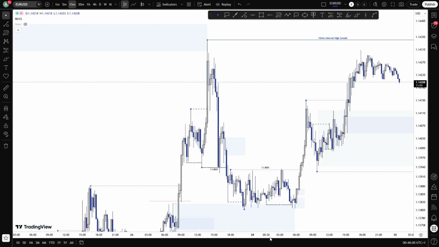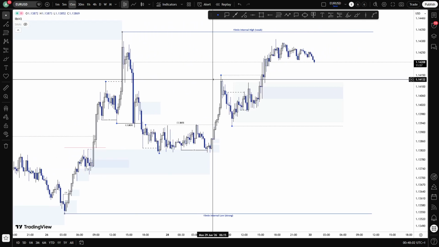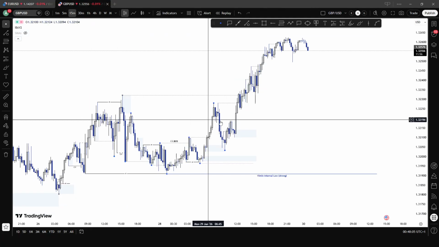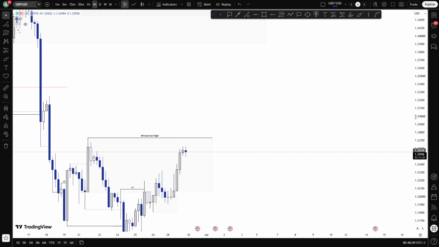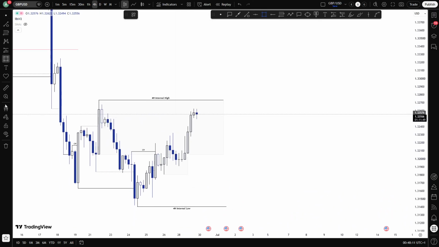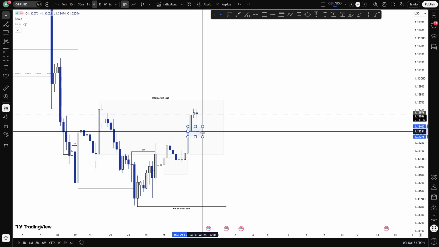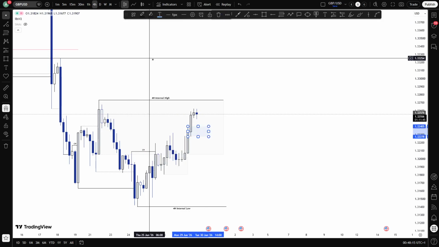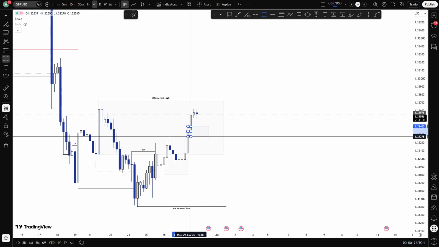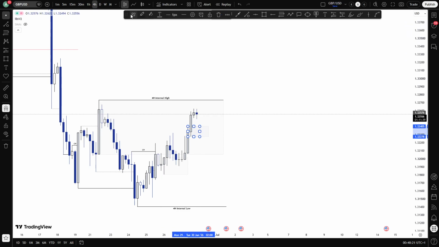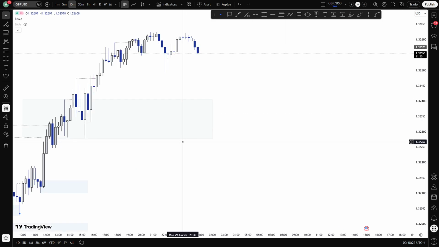So same thing for GU. I'm waiting for price to continue bullish. Let's see if price will respect this sell to buy right there, this H4 sell to buy. We'll see if price will continue bullish. Let me just draw this sell to buy on the 15-minute. There you go. Do we have any refinement?